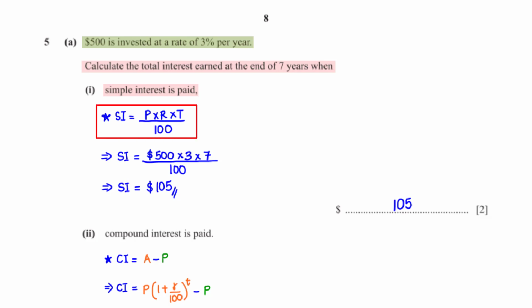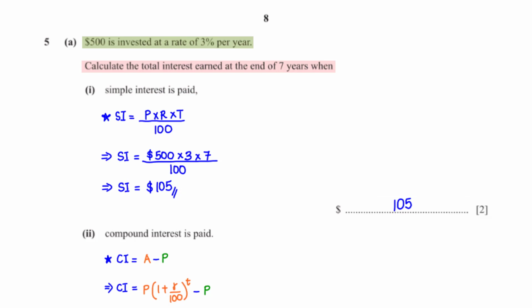P is the principal, and that is $500. R is the rate, and that is 3%. And T is the time duration for the investment, which is 7. When we type this into the calculator, we get $105.